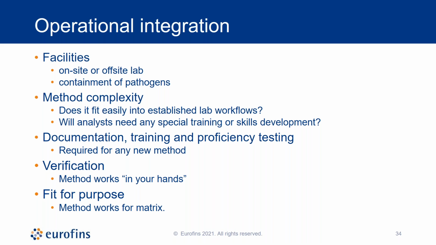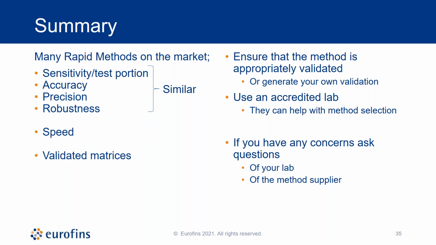So if we go to the next slide, please. There are lots of rapid methods on the market. We covered that. Because of the requirements of the validation systems, there's not a massive amount to choose between them in terms of sensitivity, accuracy, and precision as applied to the test portion of a matrix. What certainly differentiates them is the total time to result and the range of matrices for which they're validated.